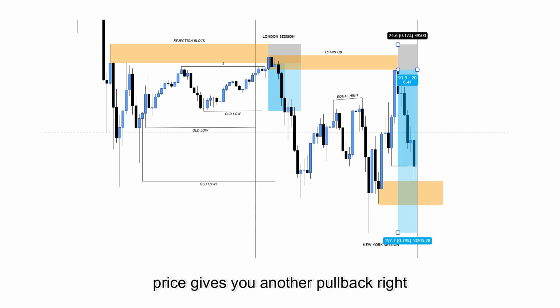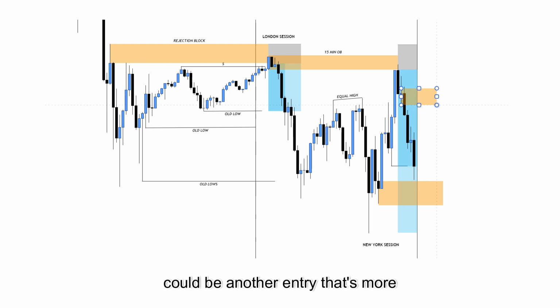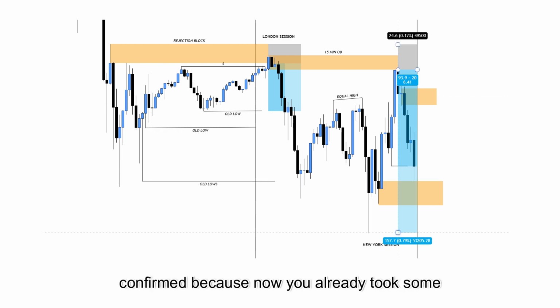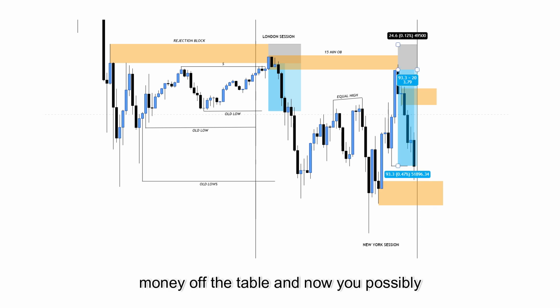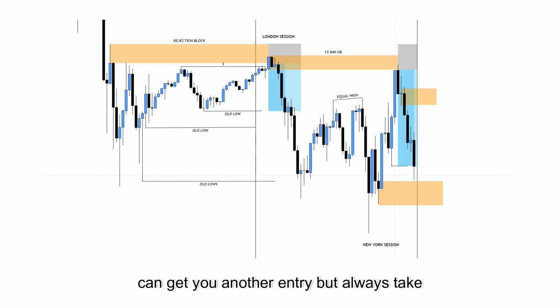If price gives you another pullback right inside of this order block, this could be another entry that's more confirmed, because now you already took some money off the table and you possibly can get another entry. But always take your profits at old highs if you are in a buy format, or old lows if you are in a sell format. But this is going to be it for this video.